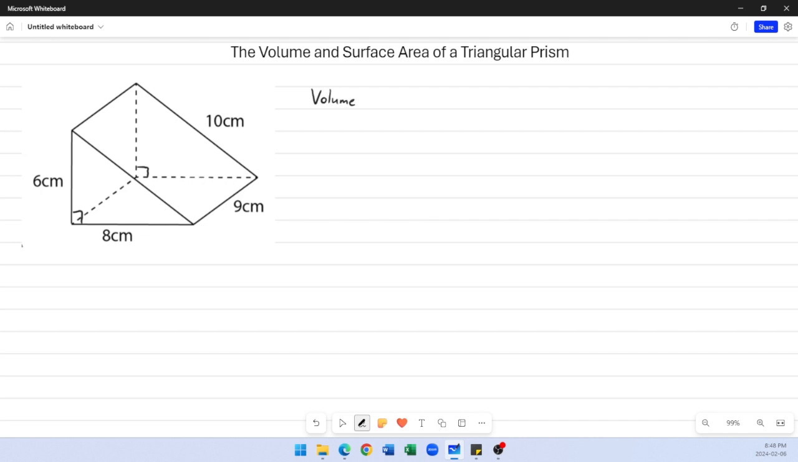So let's start with the volume. Remember that the volume we learned is the area of the base times the height. And in our case, we are looking at the area of a triangle. That's going to be our base in this case here. And the area of a triangle is base times height divided by 2. So my volume is base times height divided by 2.